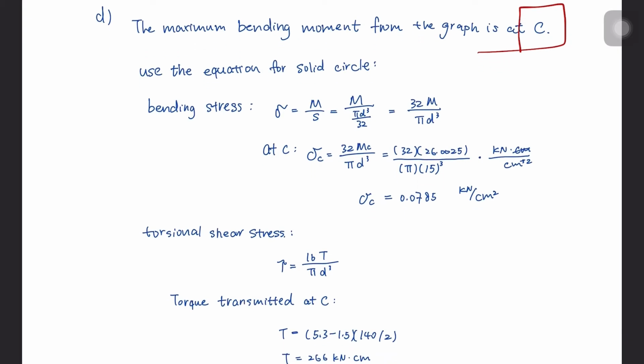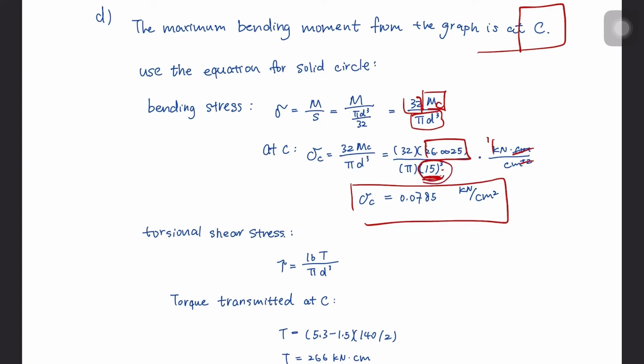So for the bending stress at point C, we use an equation to find it. The 32 over pi d cubed is the equation, and the moment at C we also have from the previous equation, which is 26.0025. So we can easily calculate the bending stress at C, which is 0.0785 kilonewtons per centimeter squared. The unit is because the 26 is kilonewtons times centimeter, and the 15 is also centimeter, but it's cubed. So the centimeter cancels out one of them, so it's kilonewton per centimeter squared. And the 15 is the diameter of the rod.